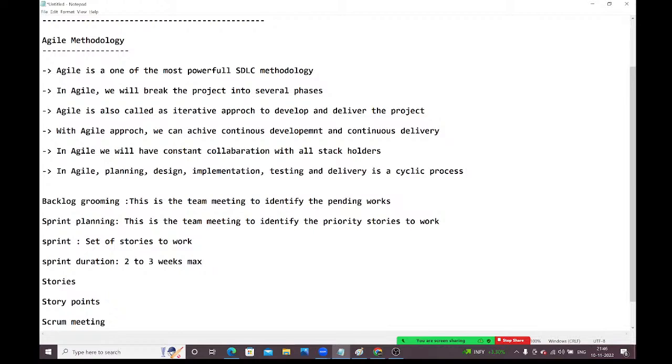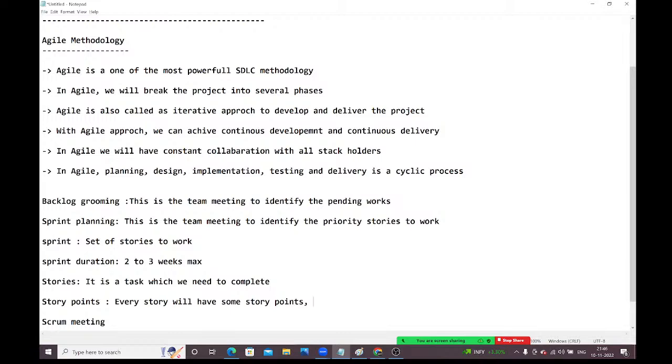Next, guys, what is a story? A story is nothing but a task which we need to work on and complete, guys. Every story will have some story points. Story points will decide the duration of each story.